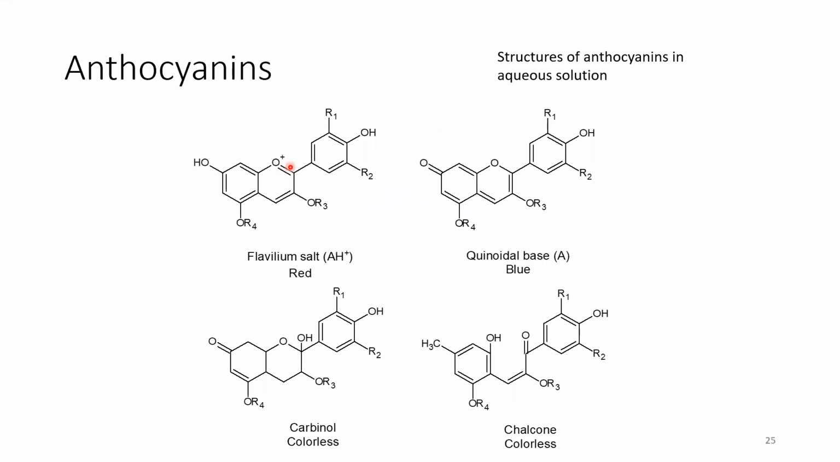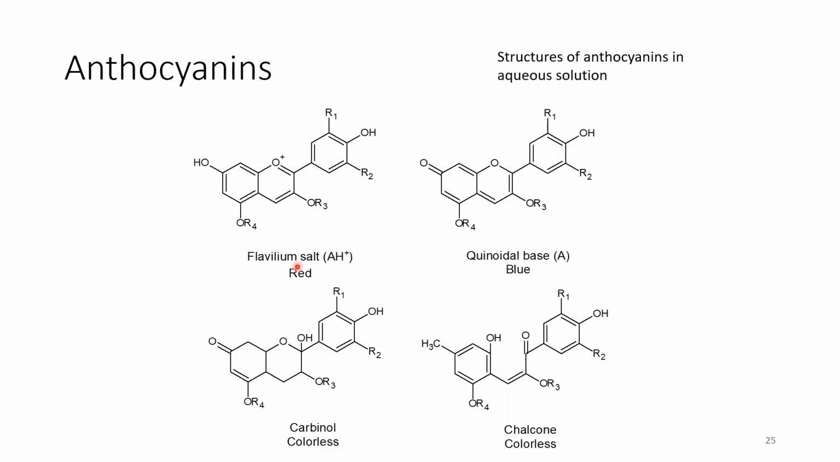As I mentioned, at different pH values we can have the cation version or the neutral version. In acid, we're going to have this, and it's going to be some shade of red. So we're talking here about red pigments, and a lot of foods that are red have anthocyanins in them. Very common pigments.